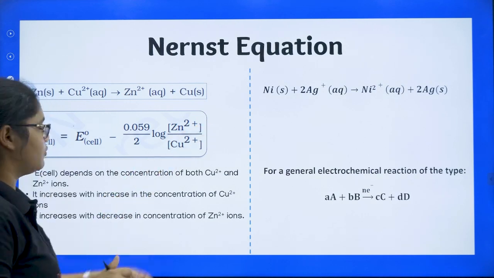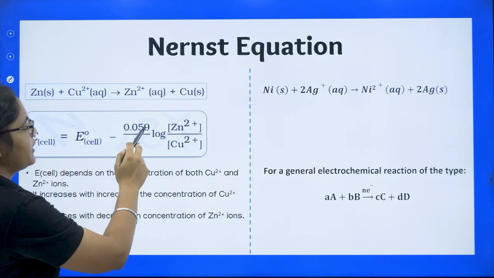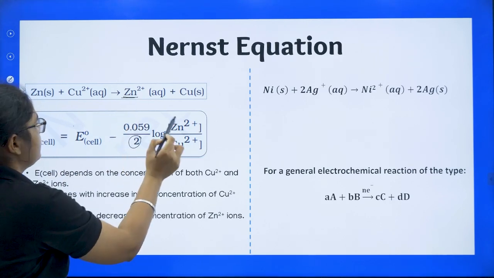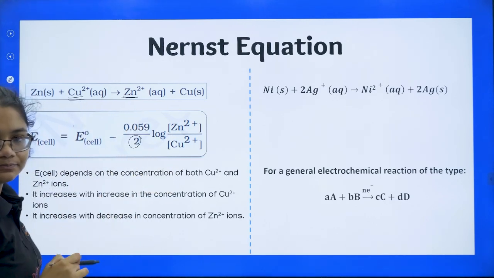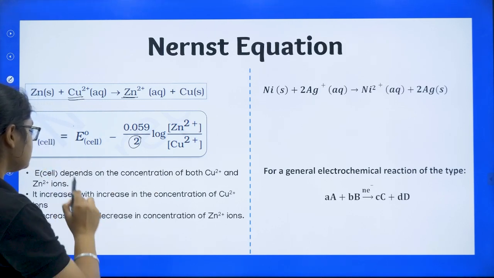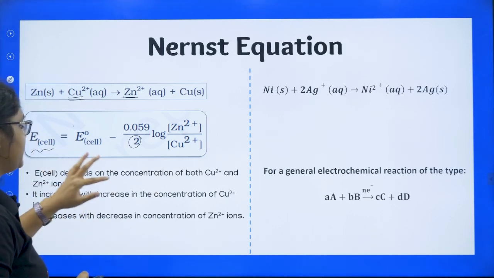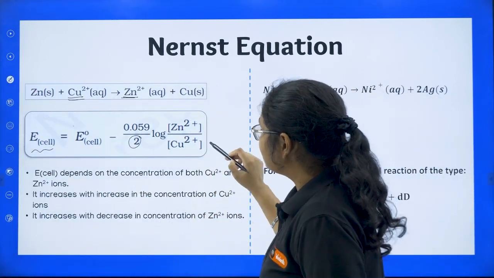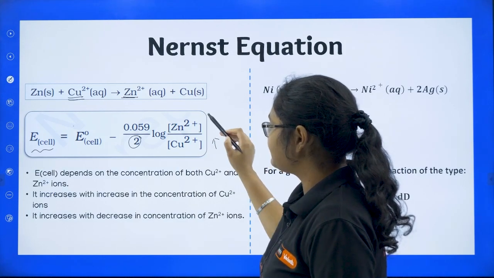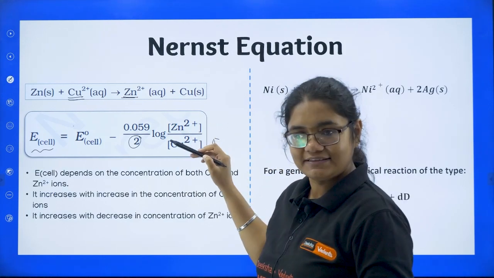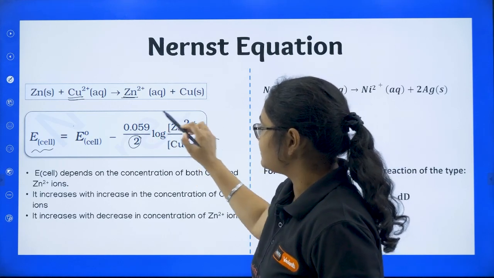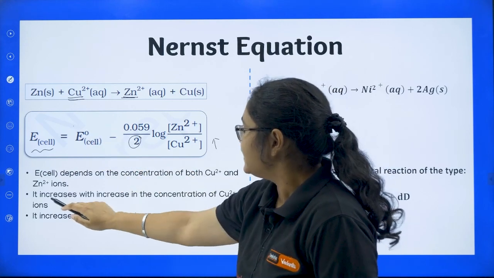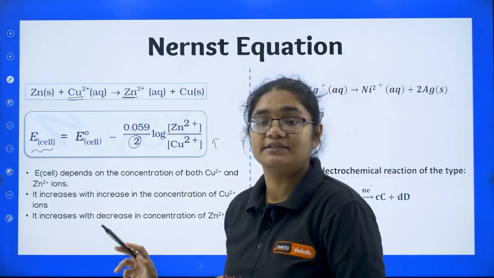So I have E of the cell equal to E naught minus 0.059 by 2, which is your n, log of product ions Zn2+ divided by reactant ions. Okay, here certain things you should know. I can say now this E of the cell depends on the concentration of both Zn2+ and Cu2+. So if I increase the Cu2+ value, then what will happen? This fraction will decrease, and if this fraction is decreasing, you are subtracting a smaller number from E naught of the cell, so E of the cell will increase. So it increases with the increase in the concentration of Cu2+ ions.